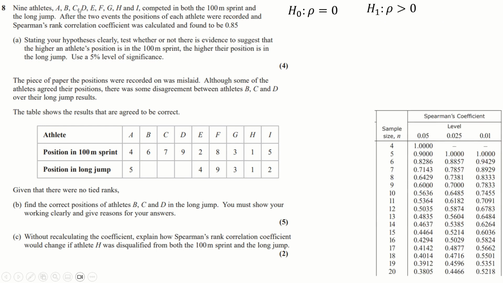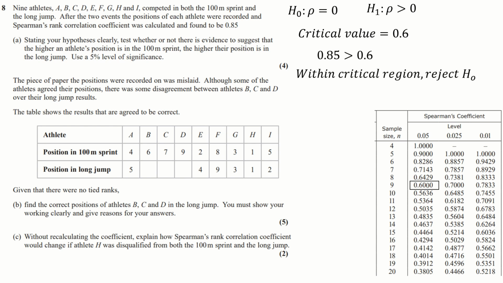Sorry, was it 10 or was it 9? It was 9, sorry, it was 9. And it's a 5% level of significance, and we're doing a one-tailed test, so we'll go to here, and that will be 0.6. So the table says 0.6, the critical value. We've got a Spearman's rank coefficient of 0.85, which is bigger than 0.6.